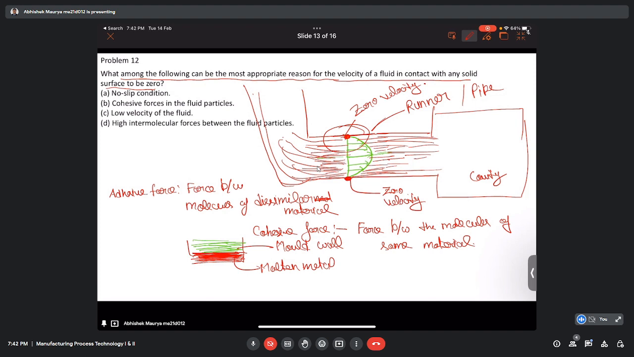So if the bond between the mold wall and the fluid which is very close to the mold wall is very strong, then the molecules of the molten metal get bonded to the walls of the mold, and therefore they will not move at all. So the force which acts between these two is adhesive force.